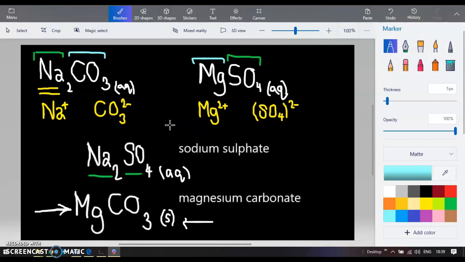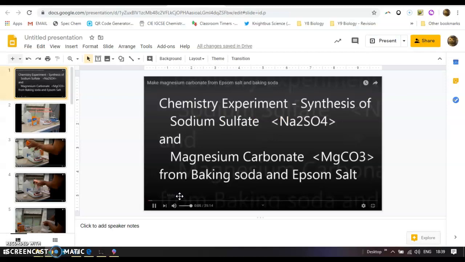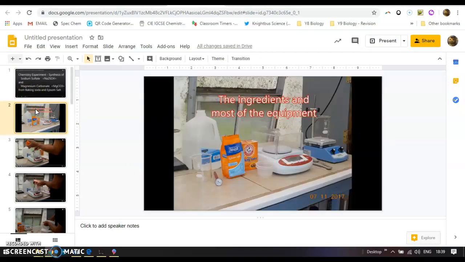As soon as the magnesium ion meets the carbonate ion in solution, they immediately bind together and they form this insoluble magnesium carbonate. So, going through the actual video itself, those are the ingredients that are used.